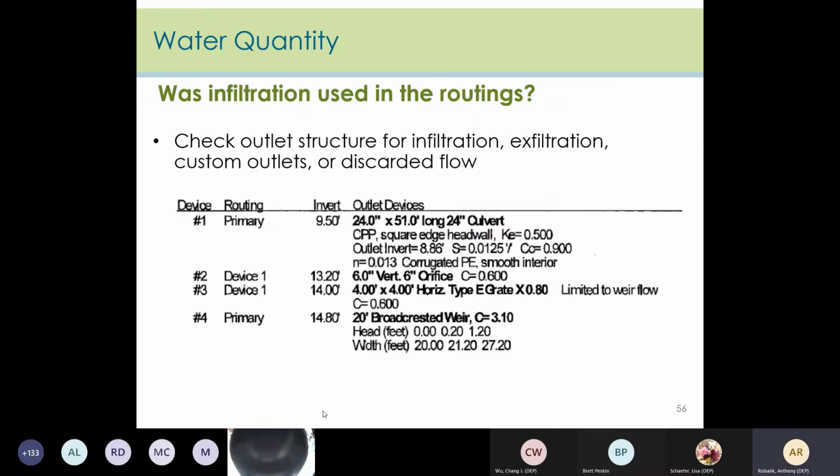The next thing we want to check is if they used infiltration in the model. Generally, when you see infiltration, it is going to show up as infiltration or exfiltration. Sometimes I've seen custom outlets or discarded flow. It is usually shown in the outlet structure information. We can see here that there's nothing like that, so they're not using infiltration in this case, and that's good. Under both the old rule and the new rule, large-scale infiltration basins should not include exfiltration in the routing calcs.